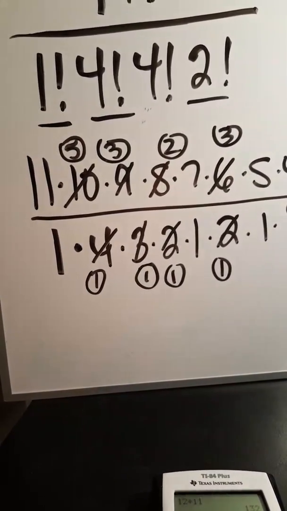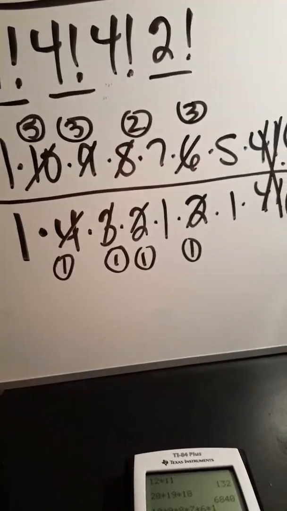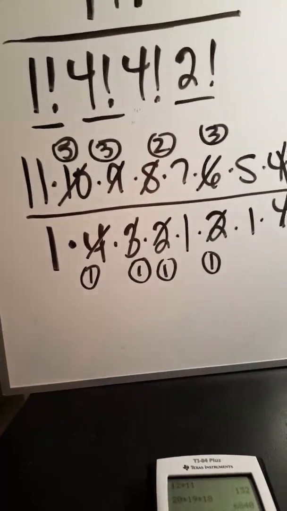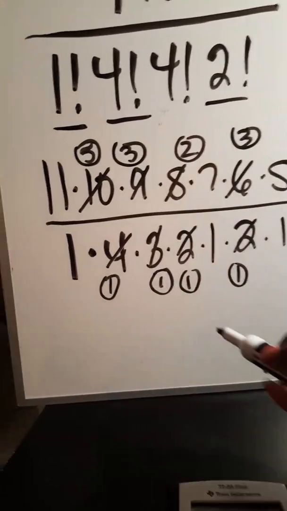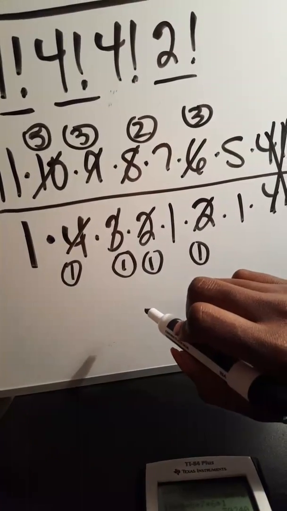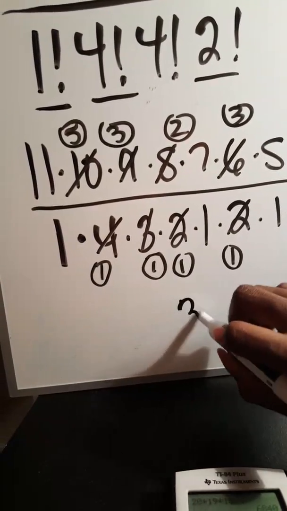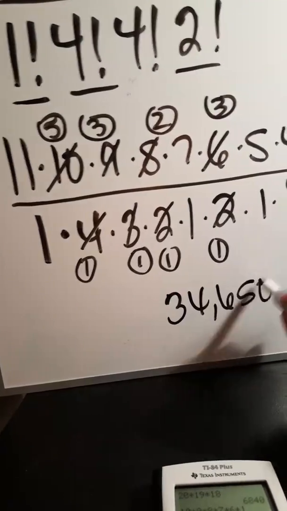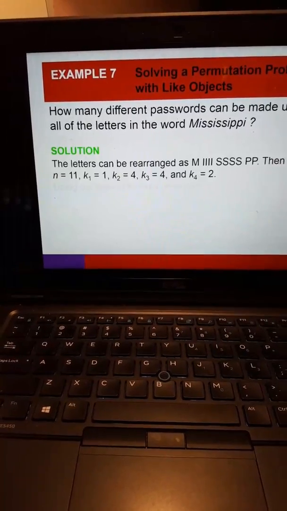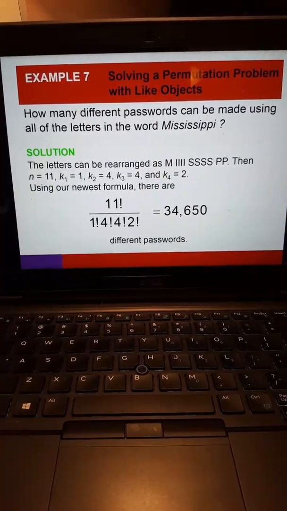11 times 5 times 3 times 2 times 7 times 3 times 5. Now remember, like I told you, you don't have to simplify. You can go straight across in the numerator and denominator and then divide. Multiply the numerator, all of it. Multiply the denominator, all of it, and divide. But your answer is going to be 34,650. So there are 34,650 ways that we can actually arrange Mississippi with all these letters.